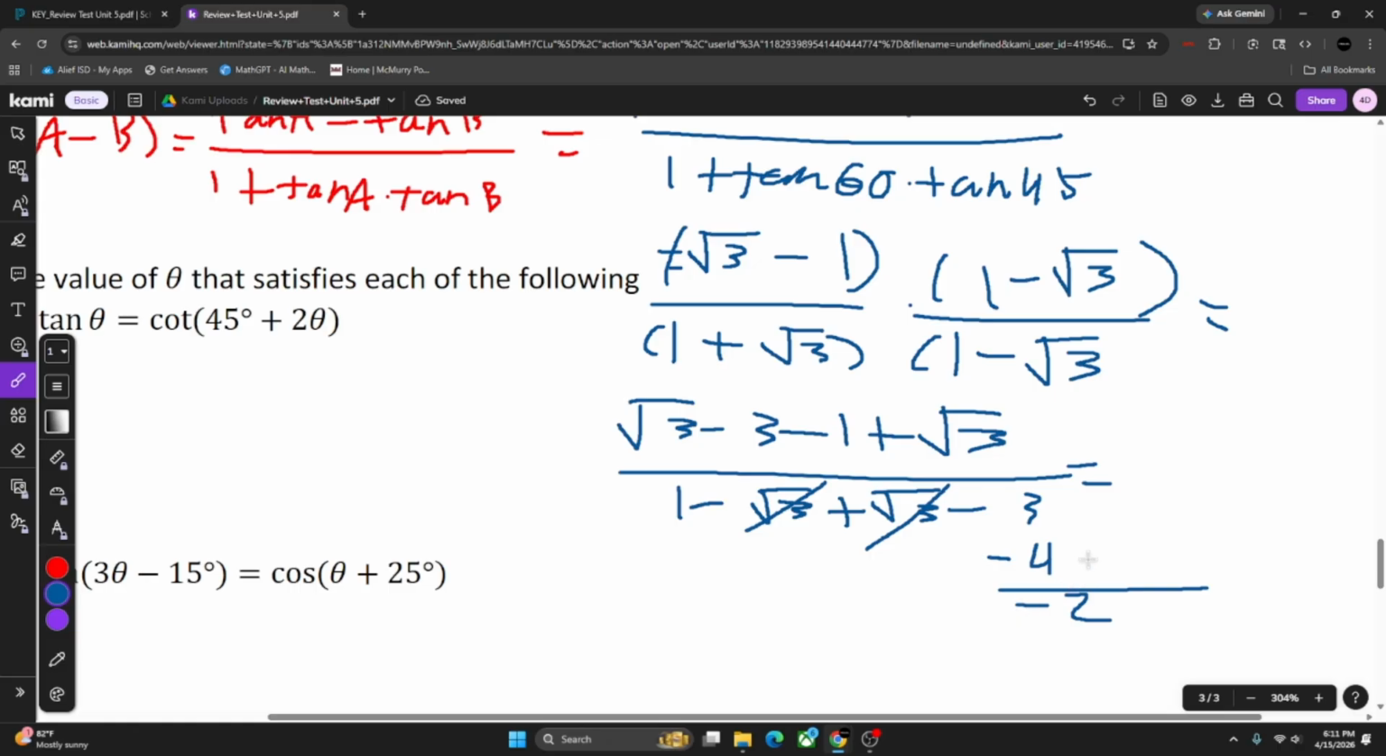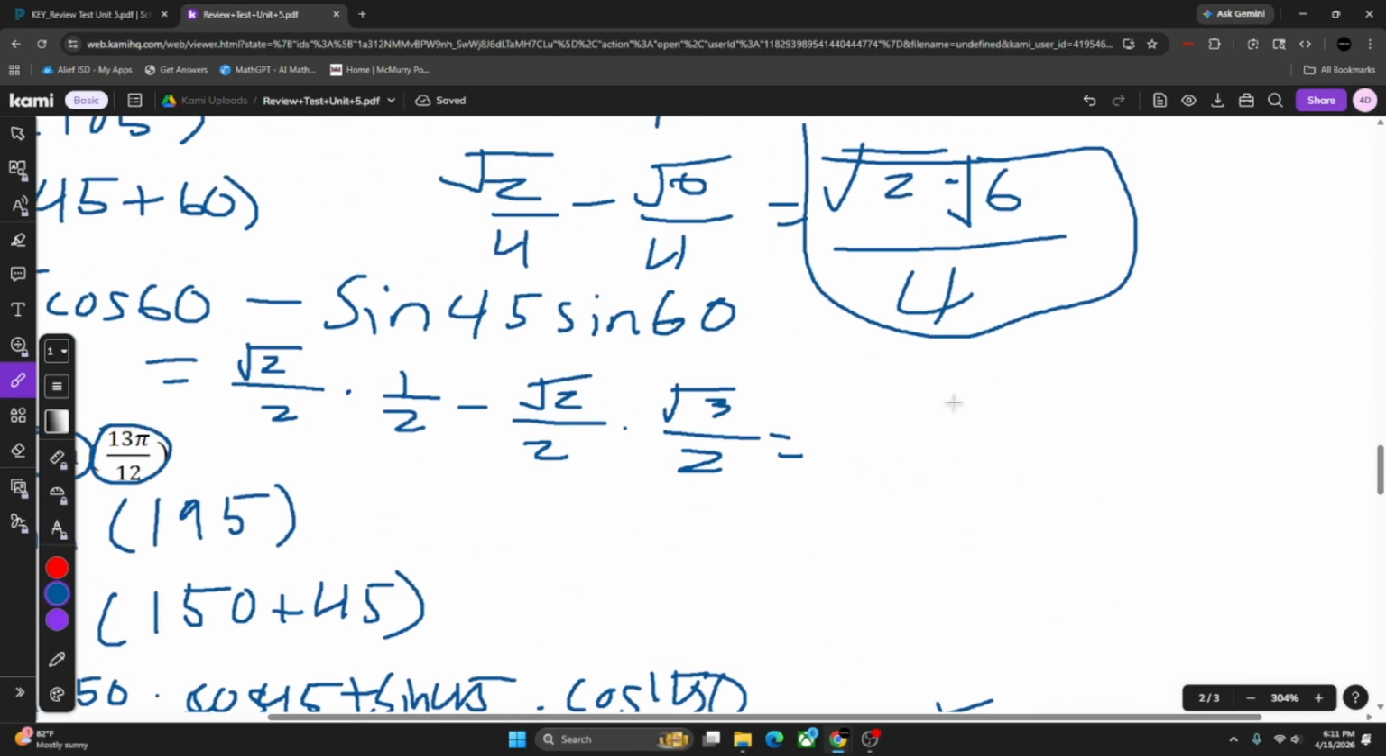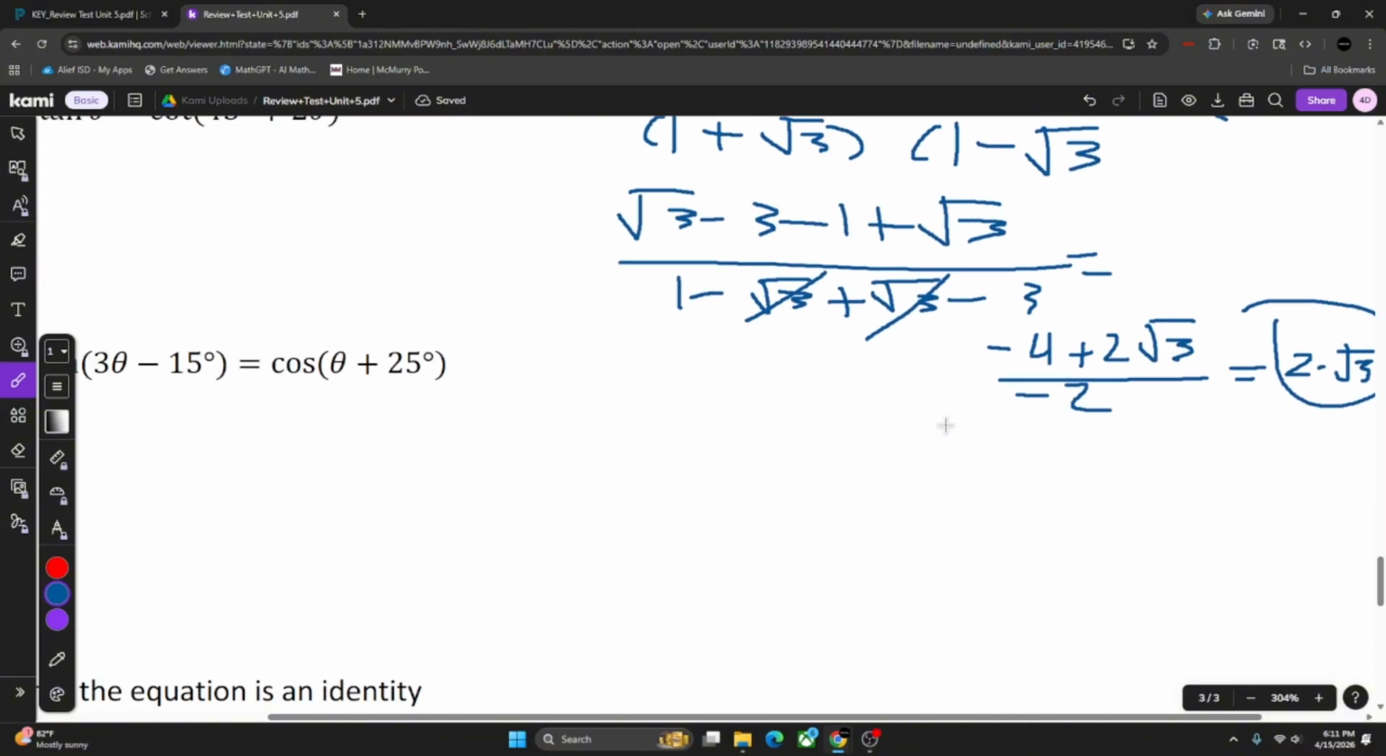You just got to do the math correctly. Basic algebra, we learned this in semester 1, and that's the answer. Perfect. Yep, and this is the answer, and that's the answer. Okay. Now we'll move on to the next one.